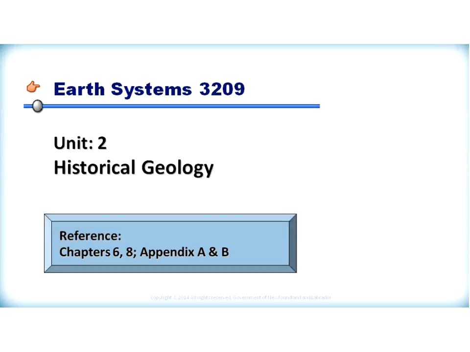Earth Systems 3209, Unit 2, Historical Geology. References can be found in the textbook in Chapters 6, 7, and 8, and also in Appendix A and B.